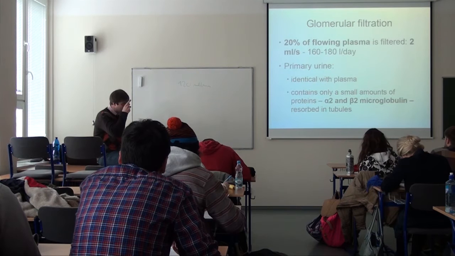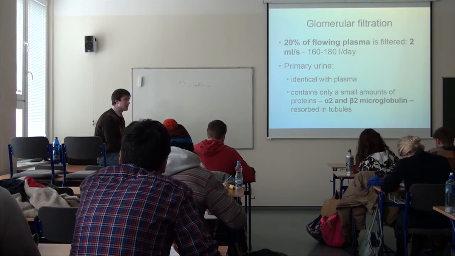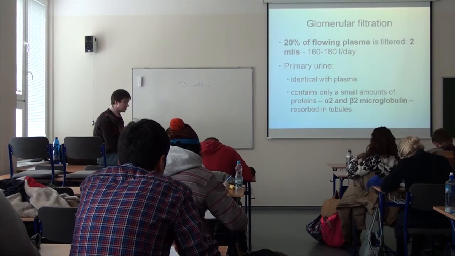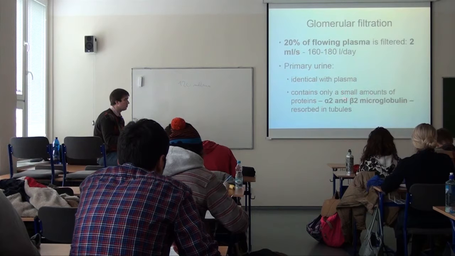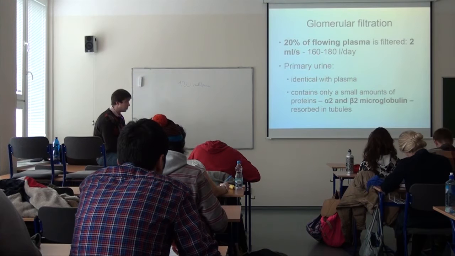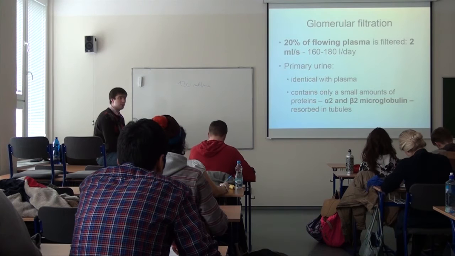So the primary urine is the filtrate of the plasma. It has the same composition as plasma, with one exception. In plasma, you have proteins. In primary urine, there are no proteins. Or it's better to say that almost no proteins, for there are some small plasma proteins, these two, alpha 2 and beta 2 microglobulin, that are normally in primary urine. These two proteins are smaller than albumin, so they can go through the membrane. Yes? But their value in plasma is very, very low.